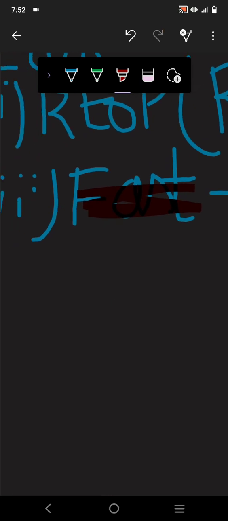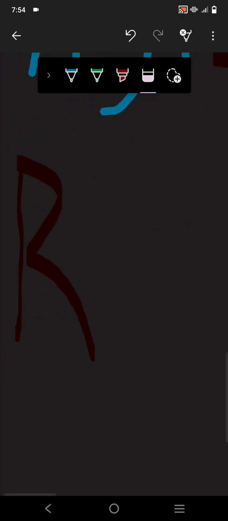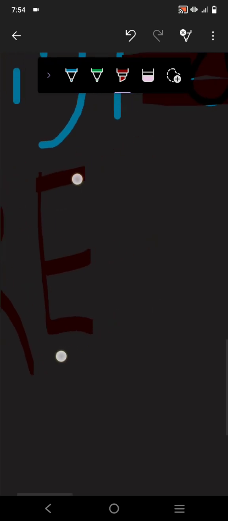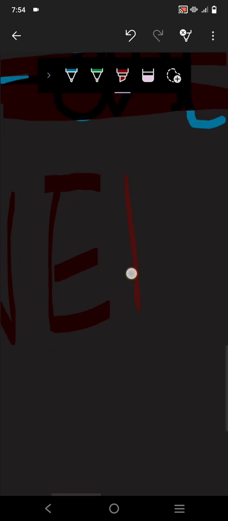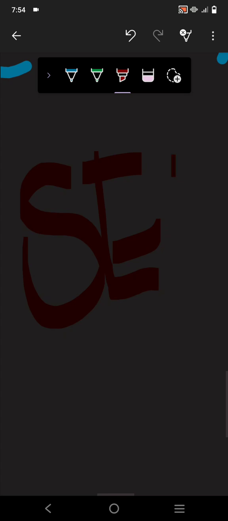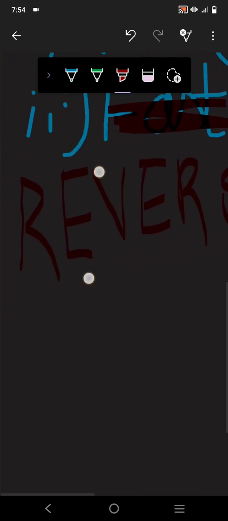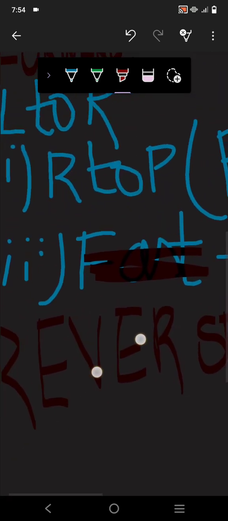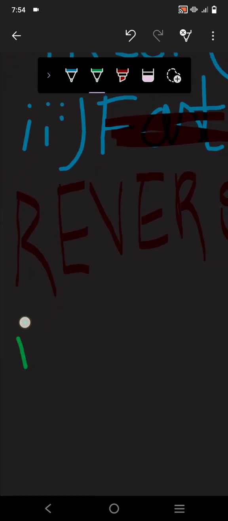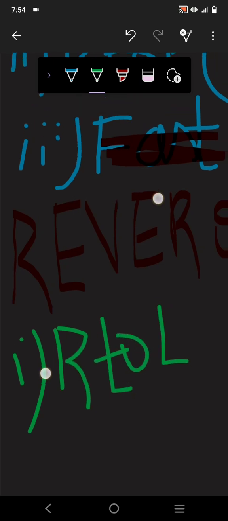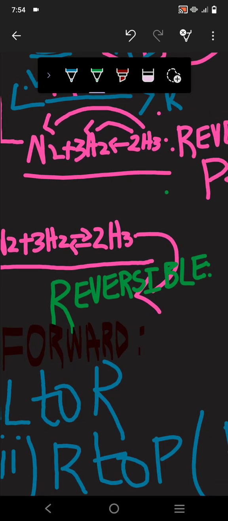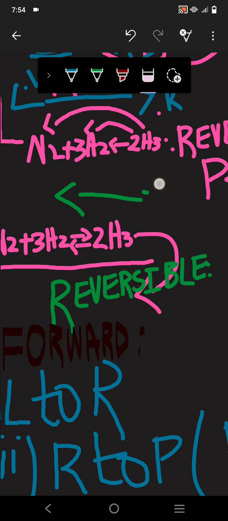Now moving towards the characteristics of the reverse reaction, which is the other type of reversible reaction. The reverse reaction is the reaction in which the direction will be right to left, as you can see. Right means from here to here, because the product is converted into reactant. So the direction would be this side, we know that.